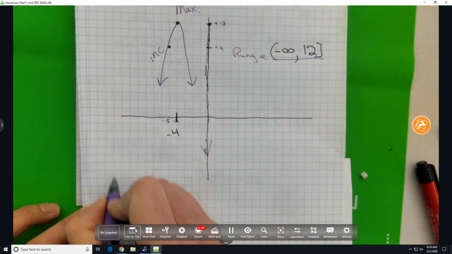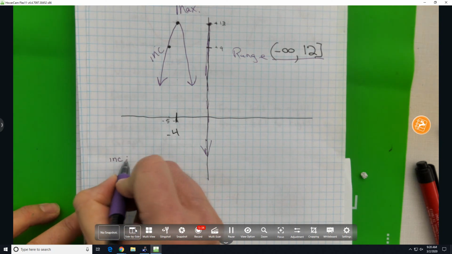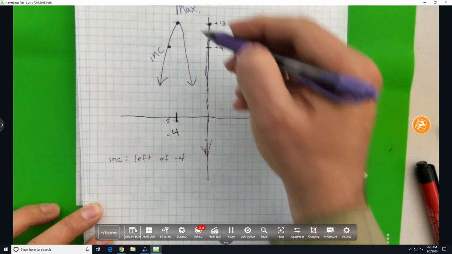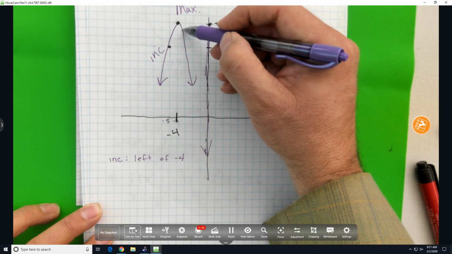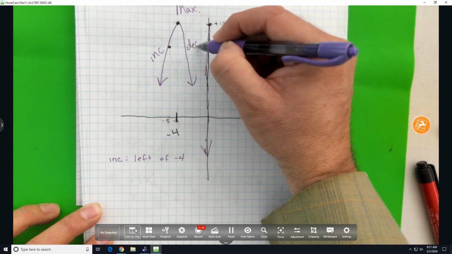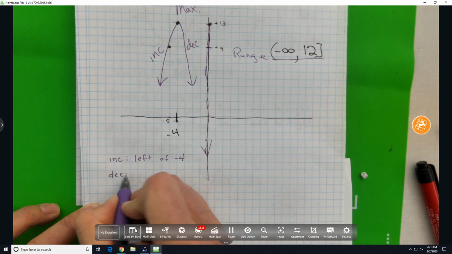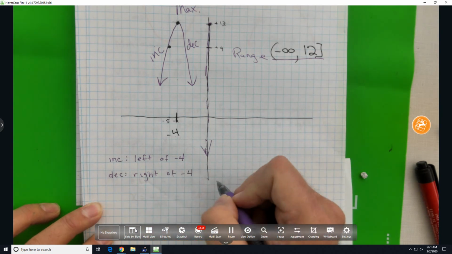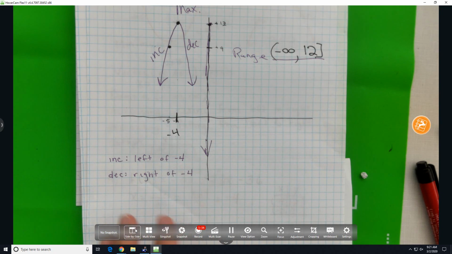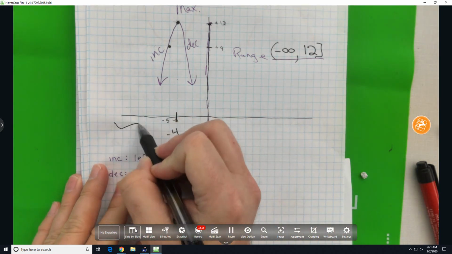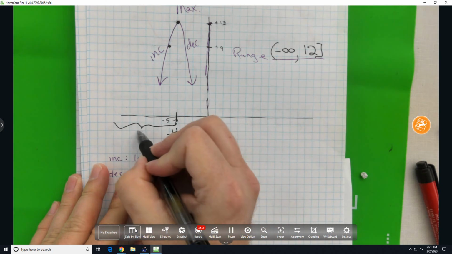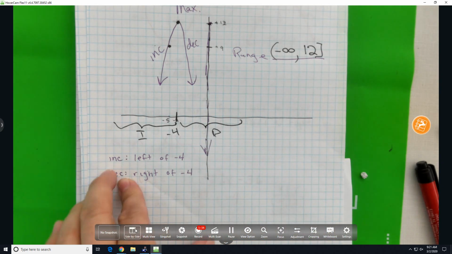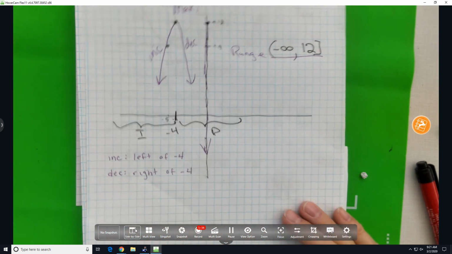Let me make a note of that. Increasing to the left of -4. And then is this decreasing over here? Decreasing to the right of -4, but we're not going to write this out in words, of course. We're going to write it in interval notation. What I do is right here to the left of -4, I write increasing, and over here it's decreasing. So you're actually looking at the x-axis when you're writing the interval notation.